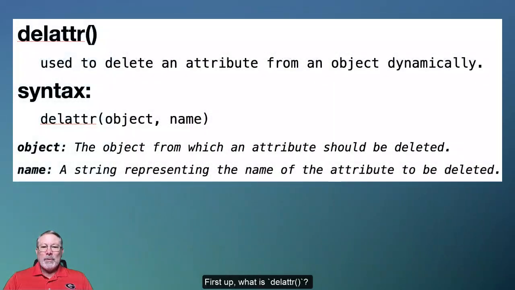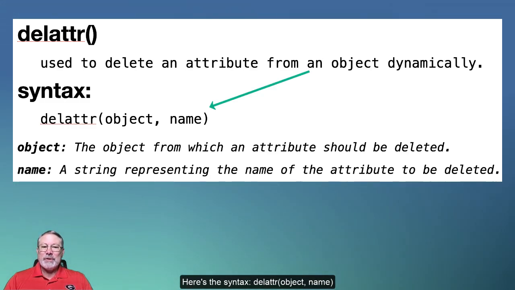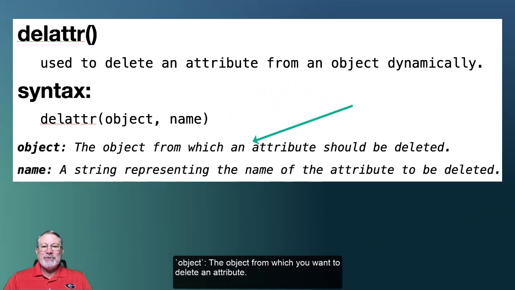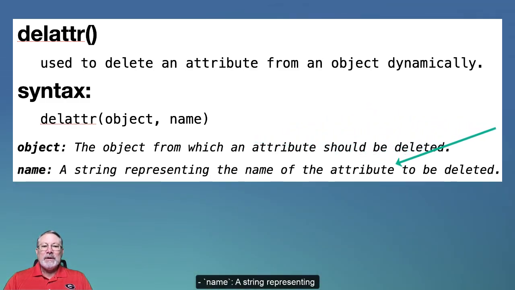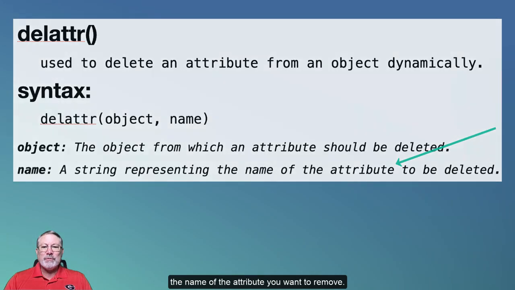First up, what is delattr? The delattr function is used to delete an attribute from an object. Here's the syntax: delattr(object, name). Object is the object from which you want to delete an attribute. Name is a string representing the name of the attribute that you want to remove.